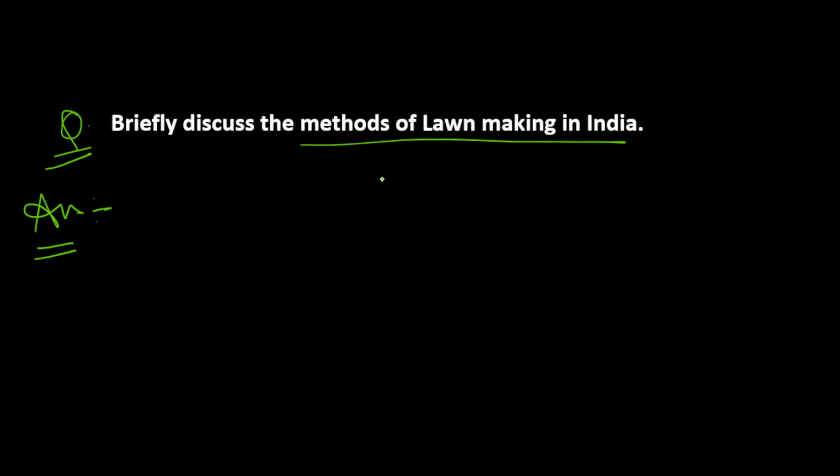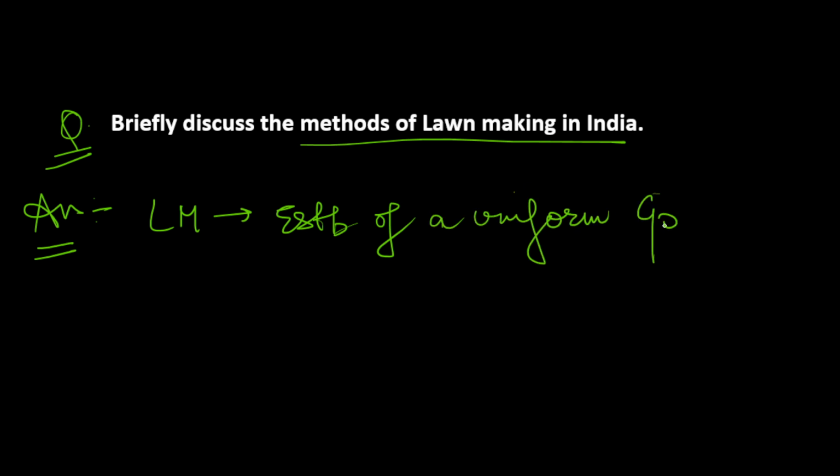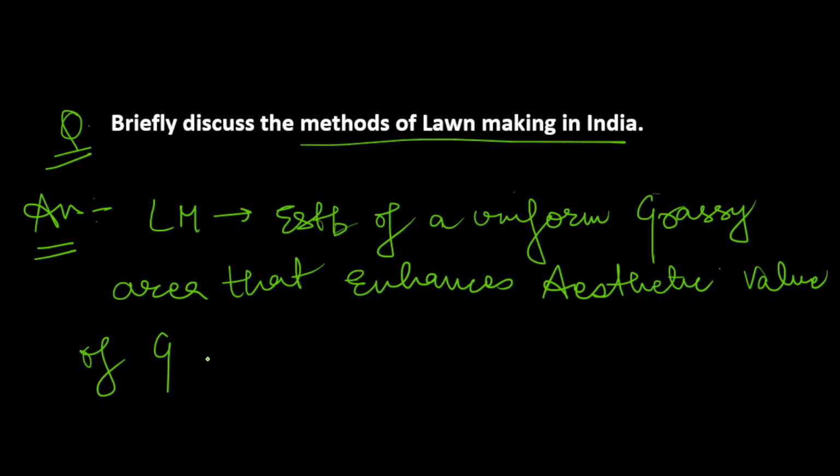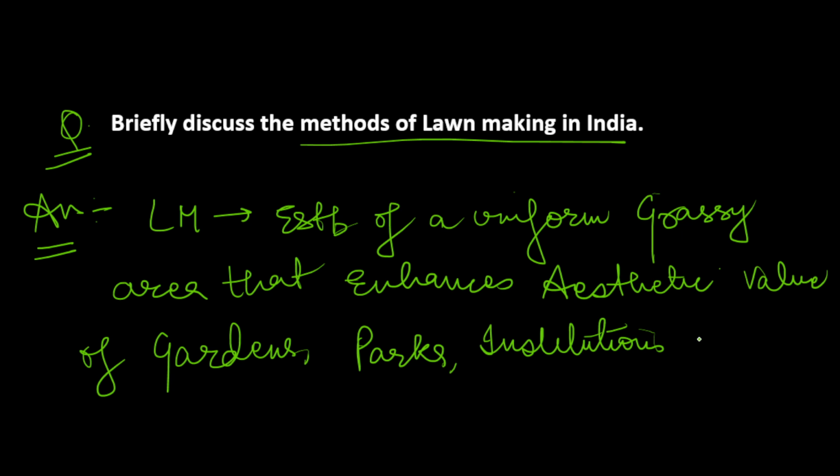In the introduction part you can simply describe what lawn making is. Lawn making involves the establishment of a uniform grassy area that enhances the aesthetic value of gardens, parks, institutions, etc.